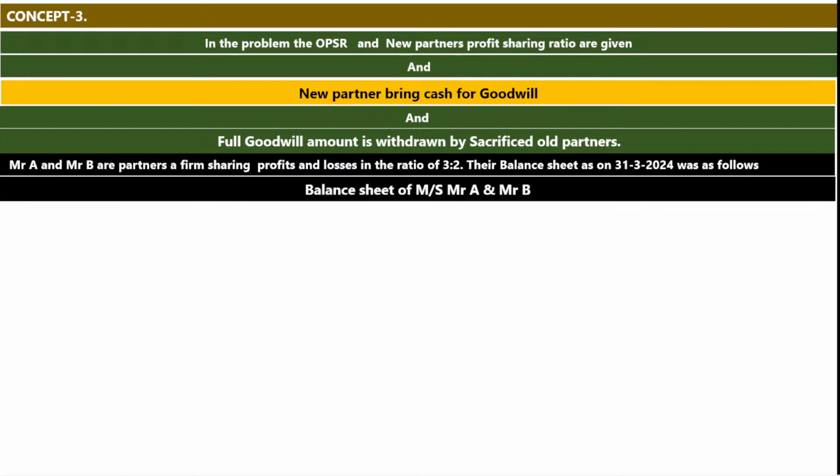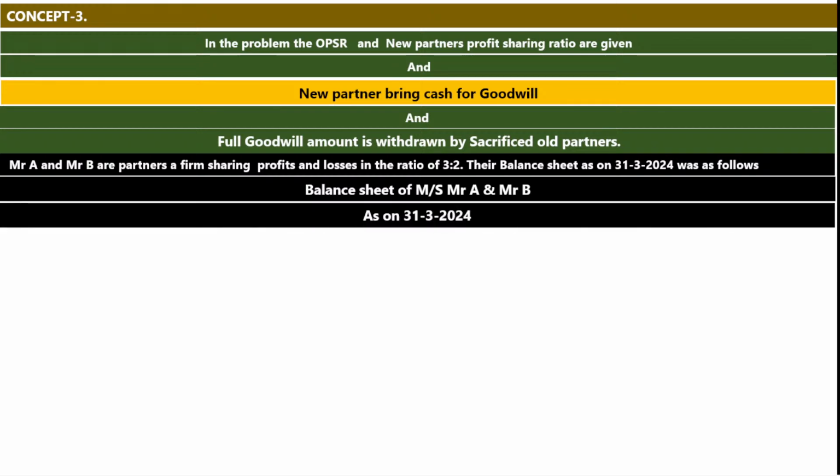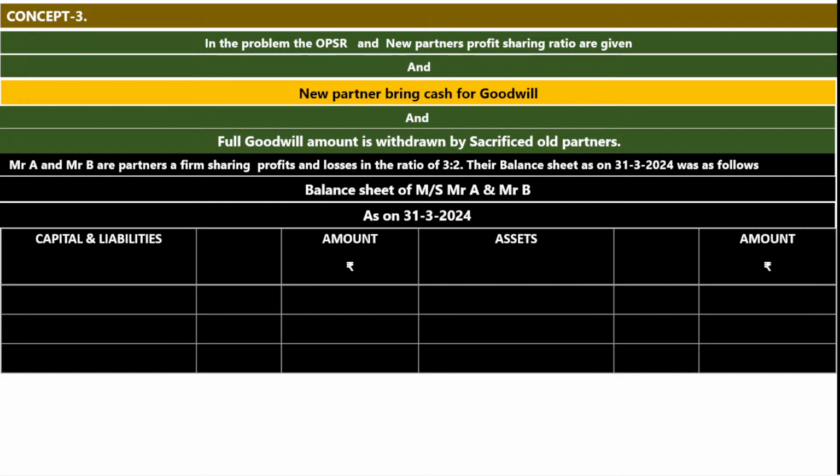Balance sheet of Mr. A and Mr. B as on 31st March 2024. Capital and liabilities amount in rupees. Right hand side, assets amount in rupees. Capital of Mr. A, Mr. B. Cash or bank account on the asset side.